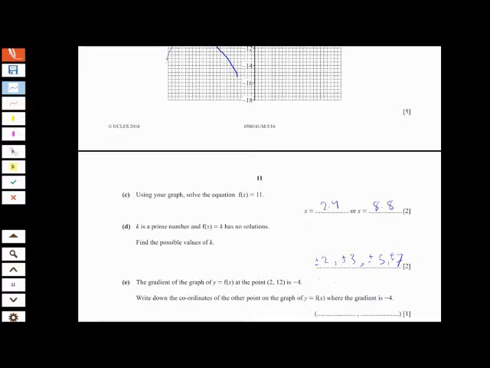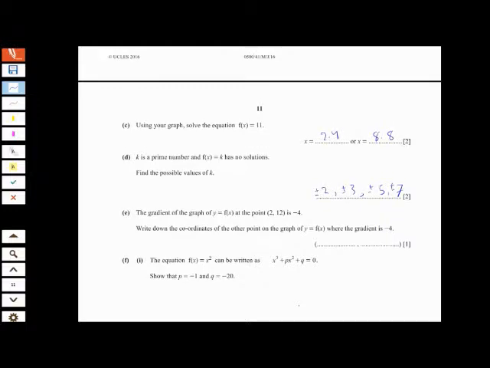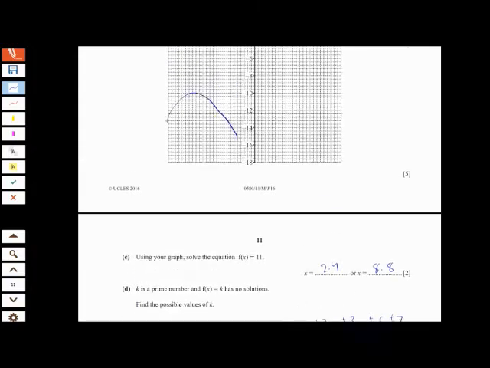And now E, the gradient of the graph of y equals fx at the point (2, 12) is negative 4. Write down the coordinates of the other point. So it's basically at the point (2, 12), which is around here.